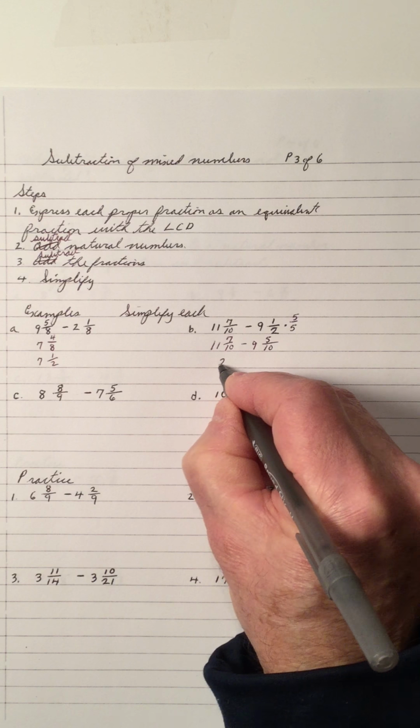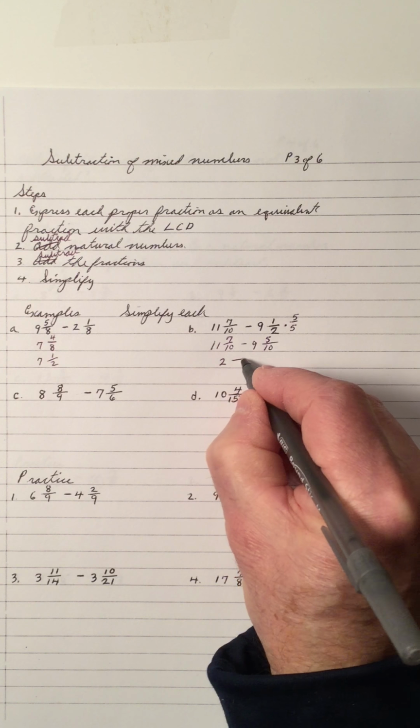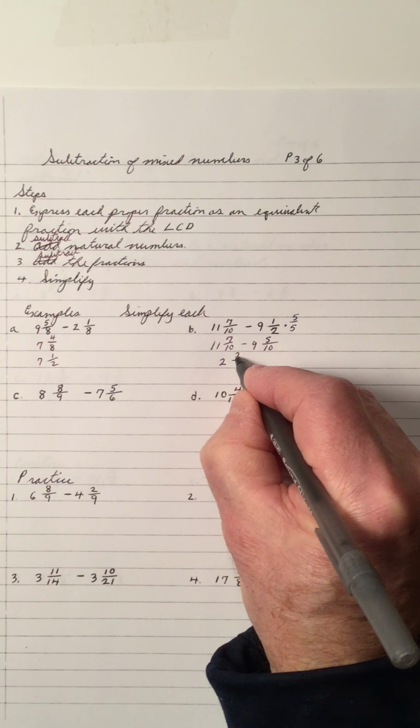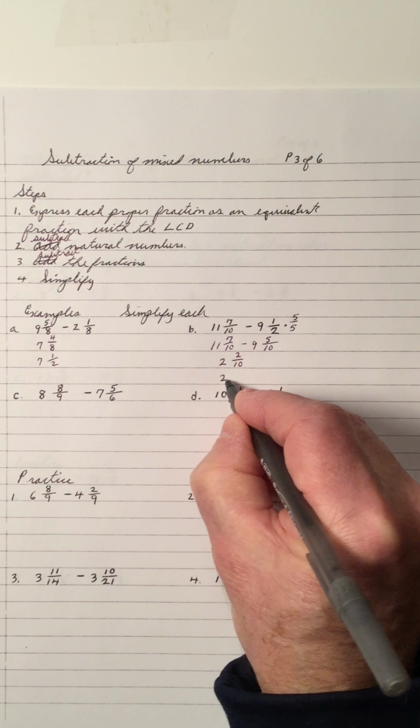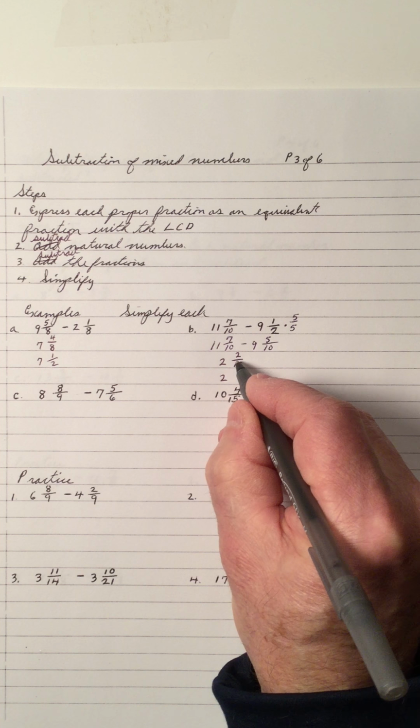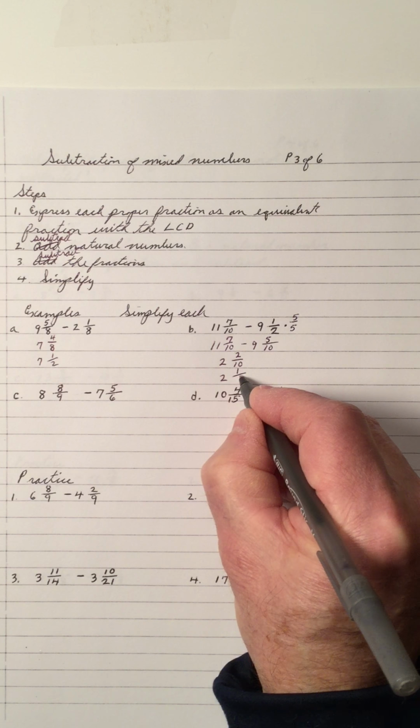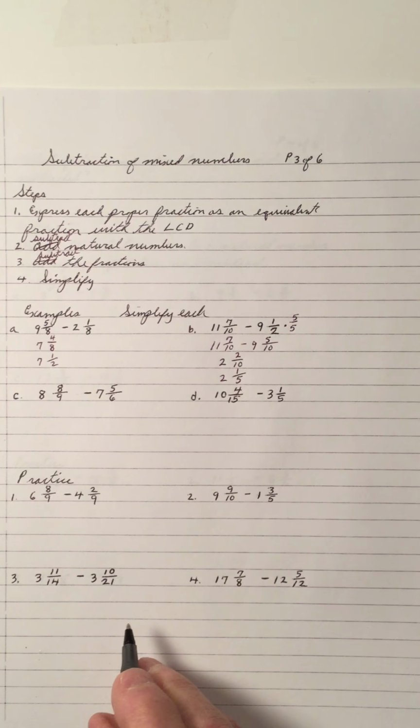11 take away 9 or subtract 9 is 2. 7 subtract 5 is 2. Common denominator is 10. And 2 and 10 have a factor of 2. 2 into 2 goes once. 2 into 10 goes 5.